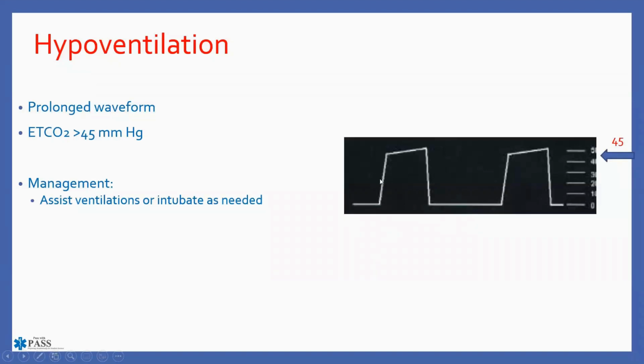All right, hypoventilation. So remember, this looks maybe a little counterintuitive. Remember, hypoventilation, their ventilation is low, so their CO2 is going to be high. And that's exactly what's going on here. Their CO2 should be 45, but you can see it's up above 50. So it's an end-tidal CO2 of greater than 45 by definition. Your management here is going to be to assist ventilations or intubate your patient as necessary.